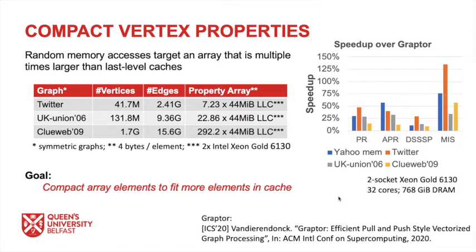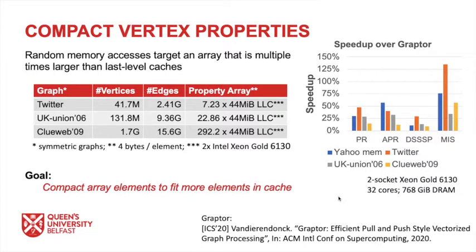To give an indication as to how big the problem is, we have shown here a number of graph datasets which are commonly considered in academic research, and some statistics on their size in terms of the number of vertices and edges. During a graph analytics operation, what will typically happen is that we will create one or more very long arrays of vertex properties, where for every vertex we have one property. The properties themselves are typically small, for instance 4 bytes per element, but multiplying by the large number of vertices in these graphs, we end up with very, very long arrays.